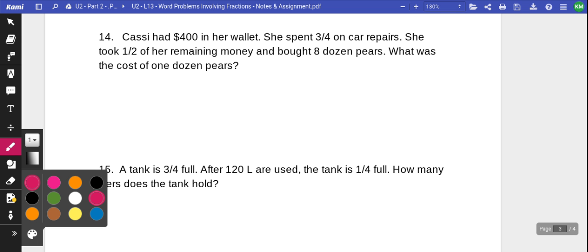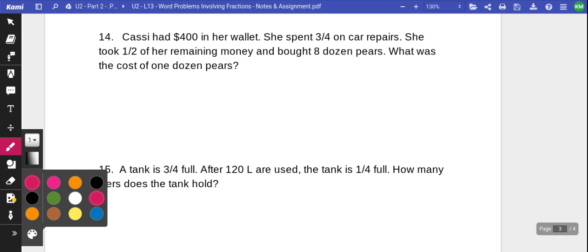Cassie, $400 in her wallet. That's so dangerous, kids. Should you have that much money in your wallets? No, please don't. Put it in the bank where it's safe. Anyway, she had that money. She spent 3/4 on car repairs. And then she took half of the remaining and bought 8 dozen pears, which was kind of random, but she did. What was the cost of 1 dozen pears?